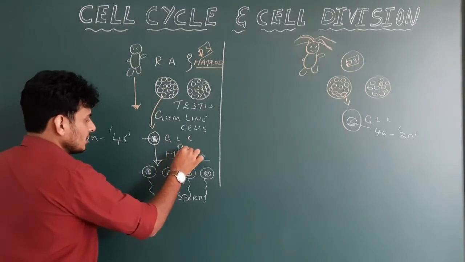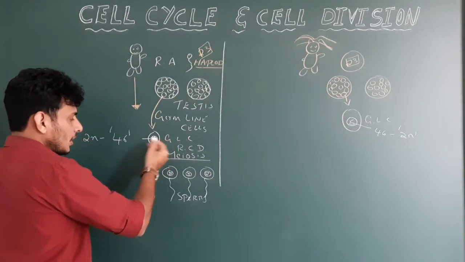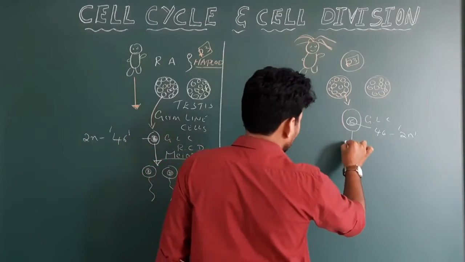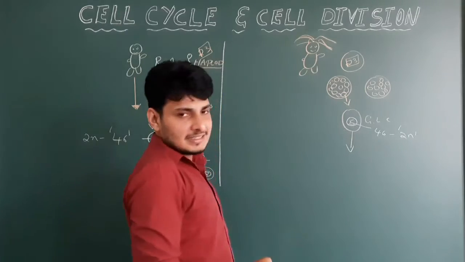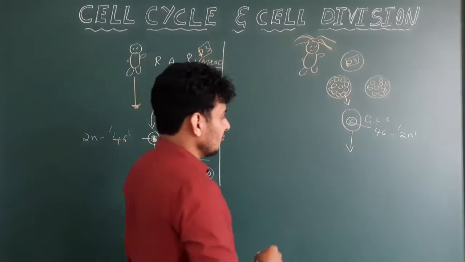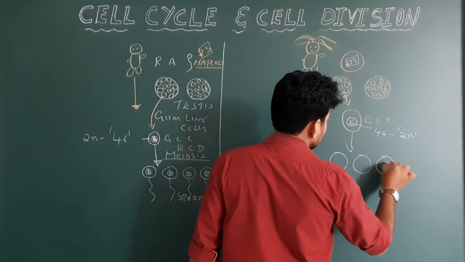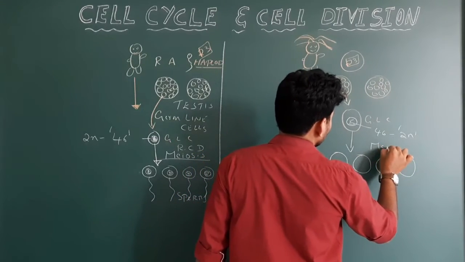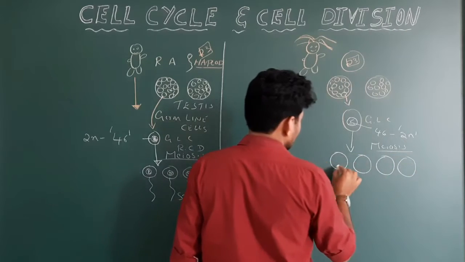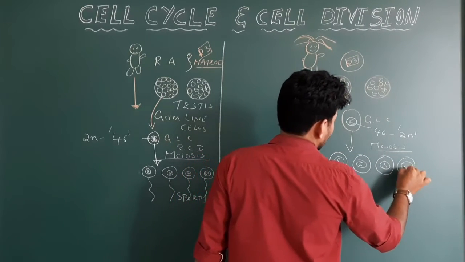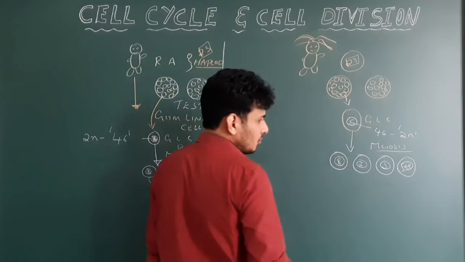Okay, reductional cell division, RCD. This is case number 1 for males. Here also same thing. These germ-line cells, which are present inside the ovary of the female, now produce cells after the process called meiosis. All cells will have a nucleus and the chromosomes, that is nothing but 23 chromosomes.